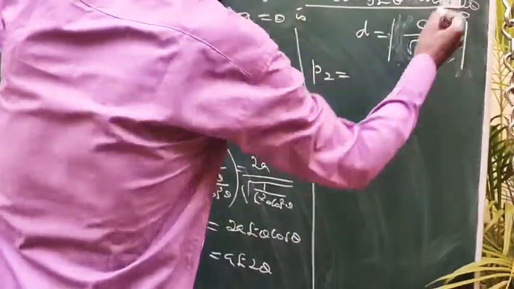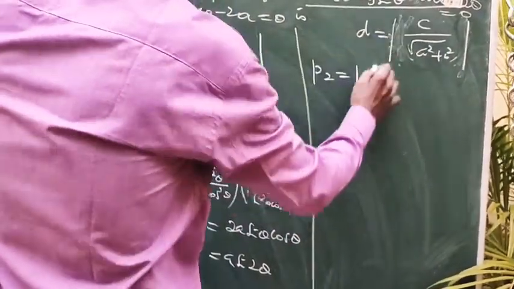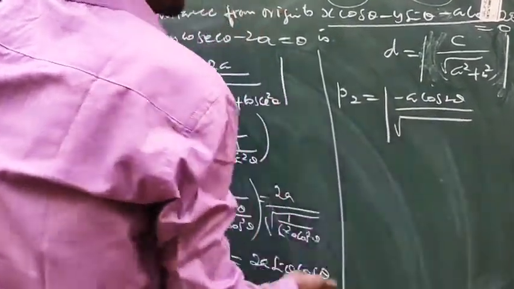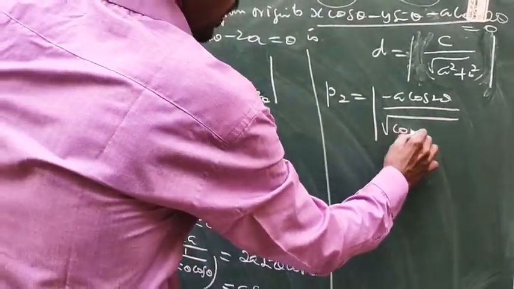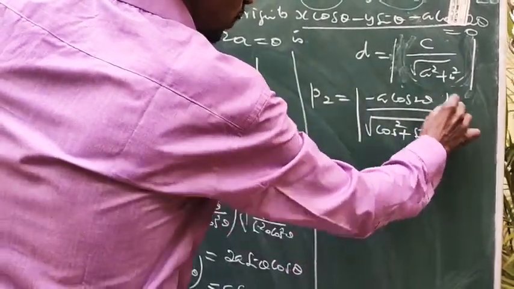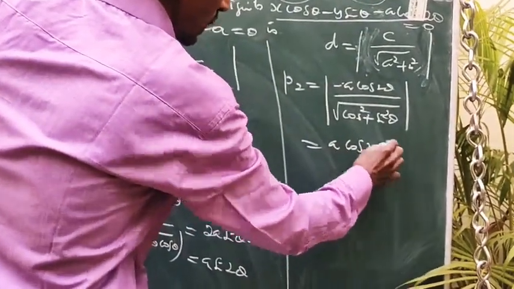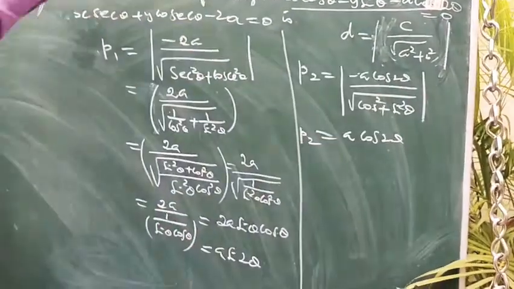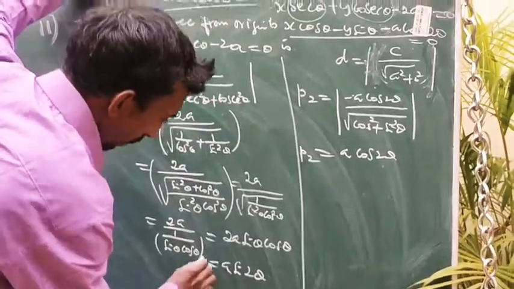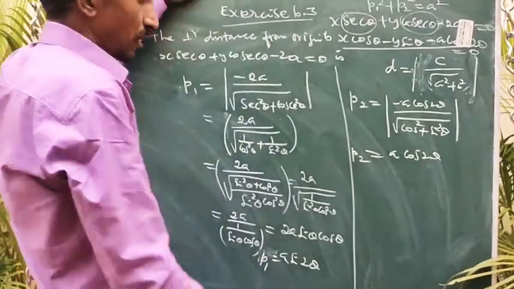Similarly, you can write p2, that means the perpendicular distance from the origin to the second straight line, equal to modulus of minus a cos 2 theta by root of cos theta square plus sin square theta, the whole thing: cos square theta plus sin square theta, which becomes 1. So p2 equal to a cos 2 theta. Already we have p1 equal to a sin 2 theta.